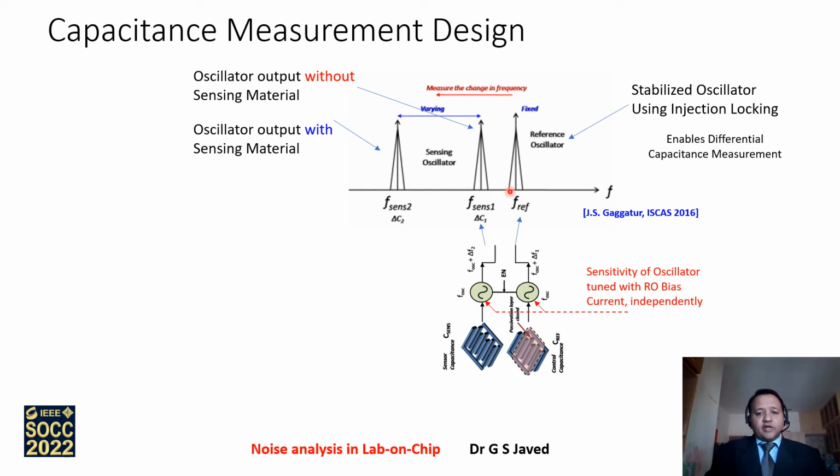To make this a reference, one of these oscillators should be fixed or should not vary. Any variation here would give rise to noise, and the noise threshold would come down. Rather, the noise power would actually go up. So in an effort to reduce the noise power, one of the oscillators, the reference oscillator, is stabilized by using injection locking. Either a self-injection locking or a supply-based injection locking can be done to lock this frequency. This way, the capacitance measurement design is explained.